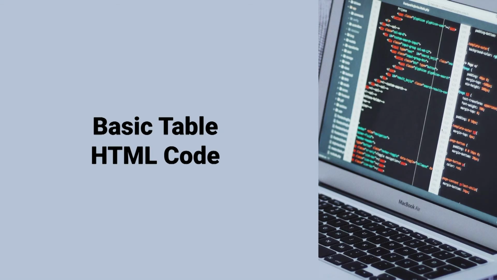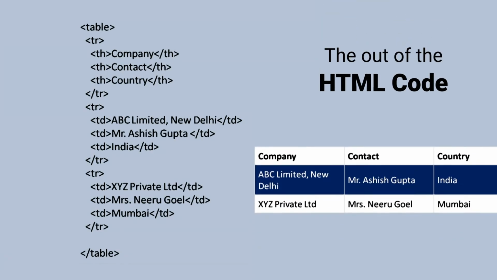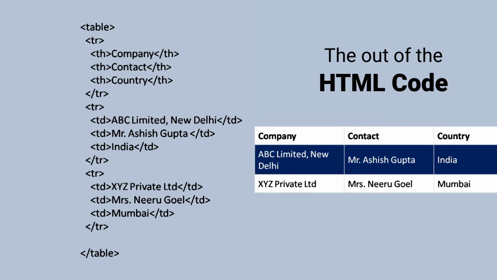On the left hand side you can see the basic table HTML code. Here the table element starts, this is the row, TR is the row, and it has a column company, another column contact, and another column country, then the end of the row. Then the next row starts, with the captions above. Company is ABC Limited New Delhi, then the next column, the manager's name, then contact, then country. So this way it is given.